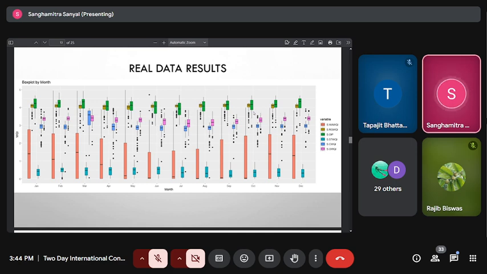For real data, this is basically variation by months, from January to December. These are variations of all these water quality indices by month. As you can see, the pattern is very similar.